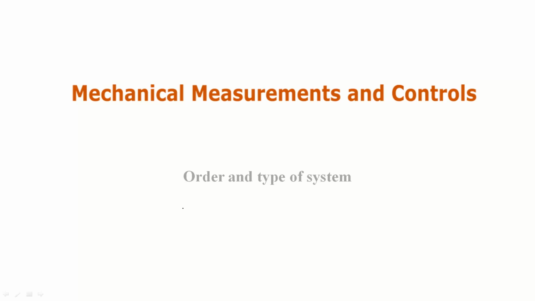In this lecture, we are going to discuss how to determine the order and type of the system. It is important to know the order and the type of system because if we are aware of the order and type of the system, we can predict beforehand how that system is going to behave based on the given input.